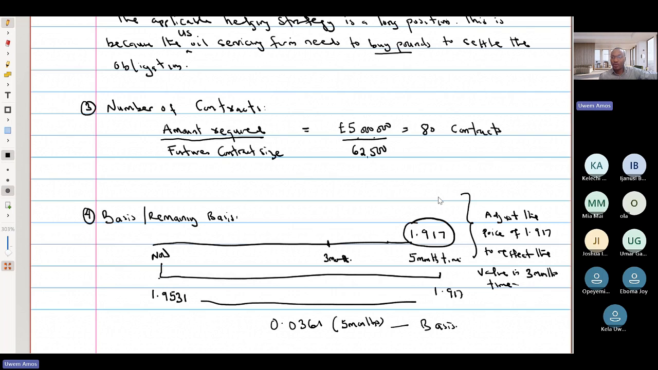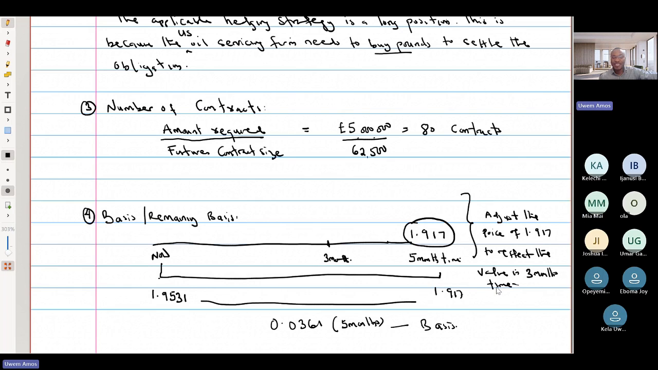But based on our question, when are we making the payment? Are we making the payment in 5 months' time on the dot? No, we are not. We're making the payment in 3 months' time. So what therefore means is that we cannot use 1.917 for our valuation, because this is the value in 5 months. So we need to look for a way to adjust the price of 1.917 to reflect the value in 3 months' time. So how do we do that?